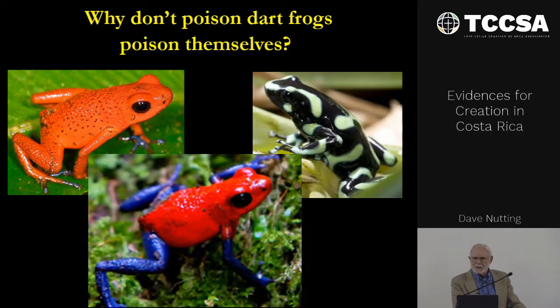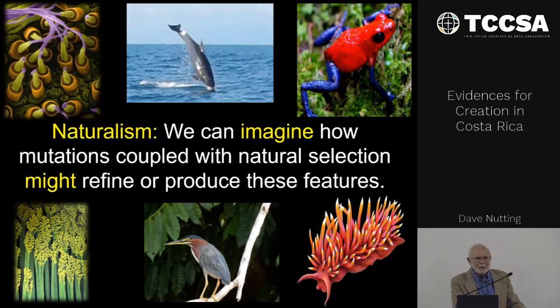It's almost like they had somebody who was a master engineer and designer put everything together, right? But how did this happen? According to naturalism, they basically say it this way: we can imagine. Keep in mind the word imagine is not really a scientific term, although that's a start of doing some scientific investigation. But they say we can imagine how mutations coupled with natural selection might refine or produce these features. Might isn't a scientific word either. It's just a guess, right? A shot in the dark.